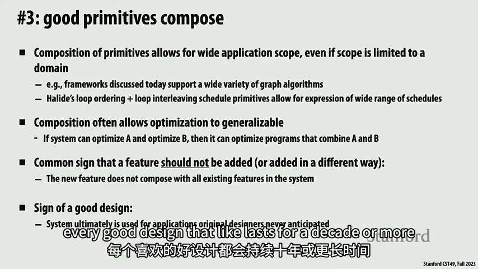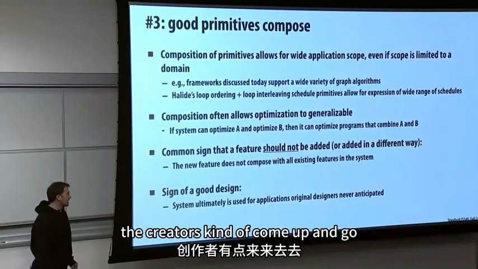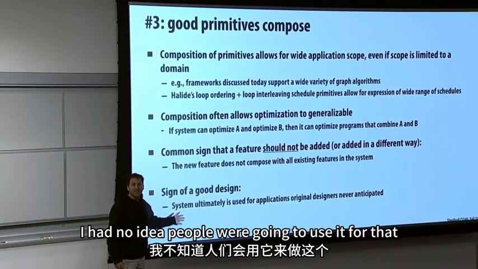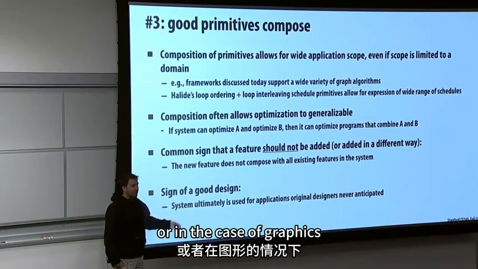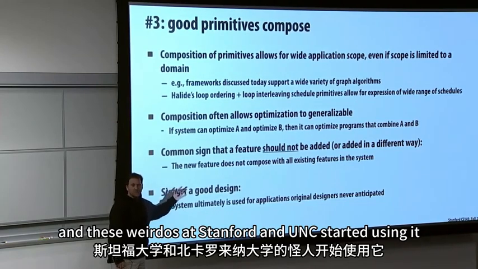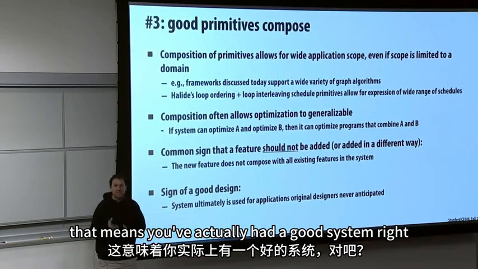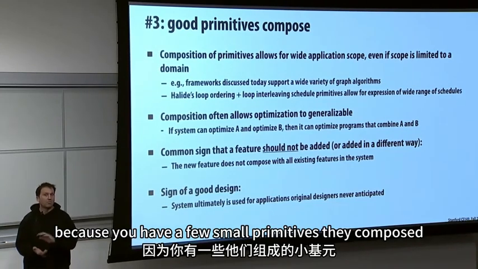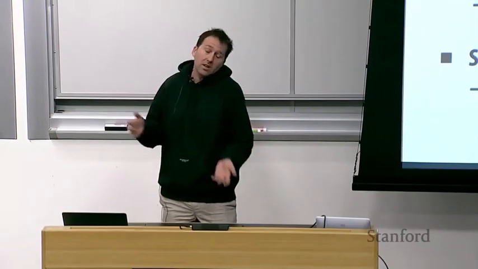And almost every good design that lasts for a decade or more, the creators come up and go, I had no idea people were going to use it for that. Like I was trying to write this thing for processing meshes, or in the case of graphics, I was trying to write this program for rendering pictures. And these weirdos at Stanford and UNC started using it for doing protein folding. That means you've actually had a good system, right? Because you have a few small primitives, they composed, and people started using them in ways that you never thought possible, right?